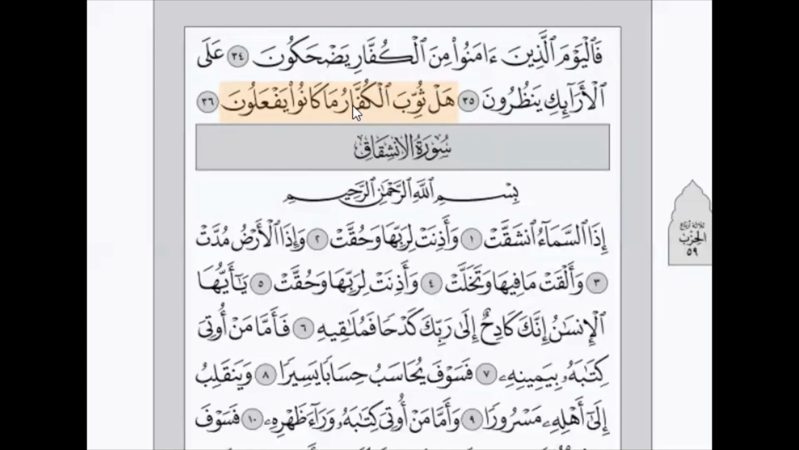Alif mud tabi'i, 2 counts. Ra has a dhamma, so it's heavy. The alif here and alif here and waw here are all natural mud, 2 counts. Yaf'aloon, waw here is mad arid lisukun, extended for 2 or 4 or 6 counts. It is extended for 2 or 4 or 6 counts.